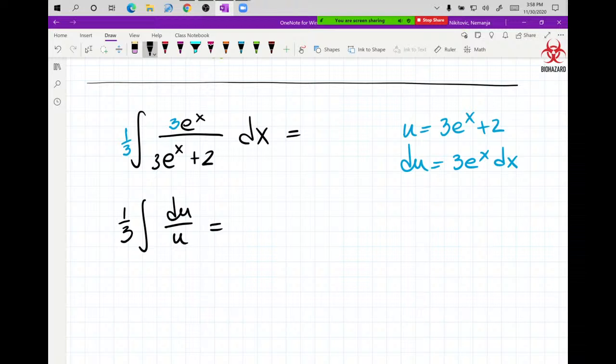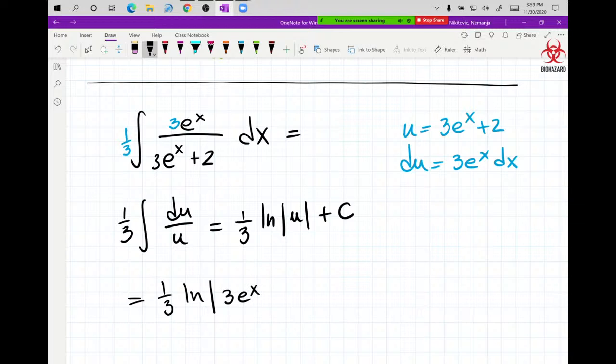Is it ln u? Very close. Ln absolute u plus c. And you will be sick of this integral in Calc 2 and later differential equations. So this becomes 3e to the x plus 2 in absolute values plus c. There we go.